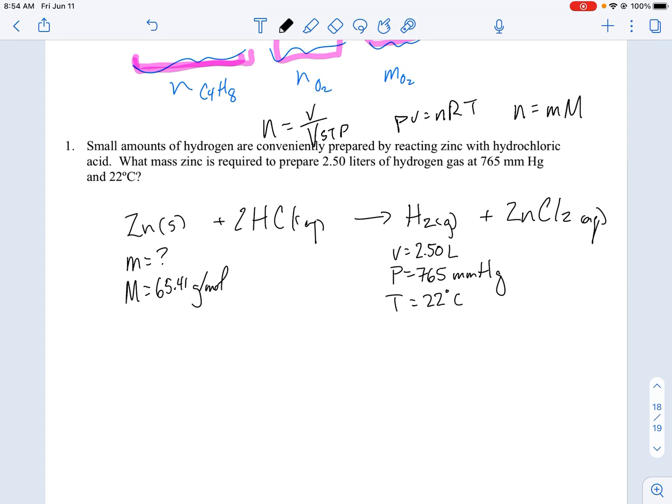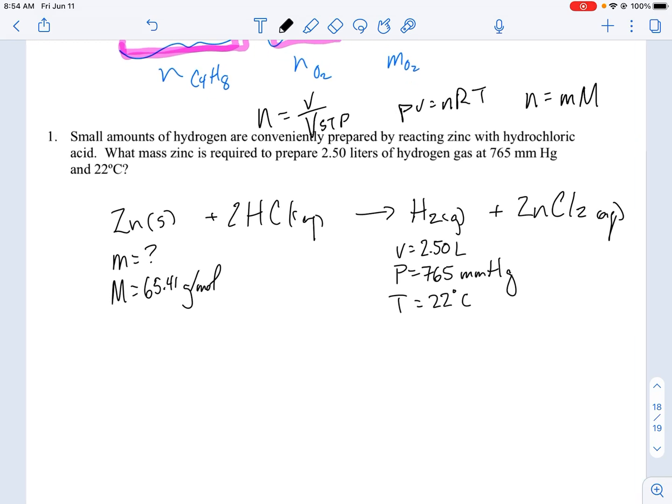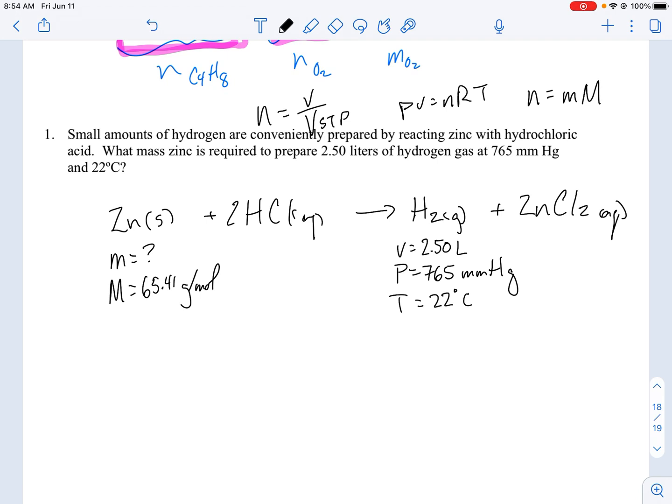And because I've got all of those different ways of dealing with moles, I'm going to use different equations at different times. So in this question, it says small amounts of hydrogen are conveniently prepared by reacting zinc with hydrochloric acid. What mass of zinc is required to prepare 2.5 liters of hydrogen gas at 765 millimeters of mercury and 22 degrees Celsius? So I've organized it. I've got my reaction. That's the same as every stoich question.